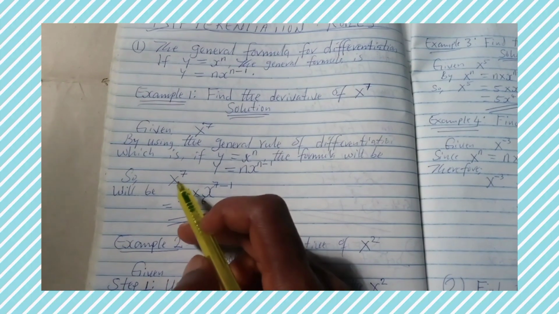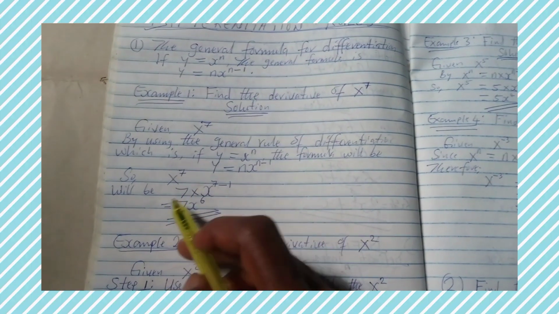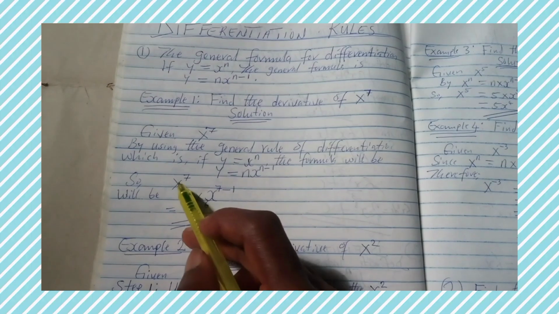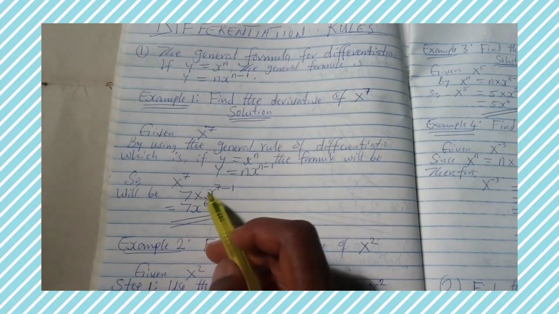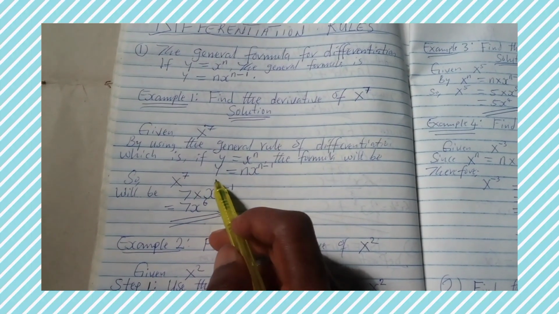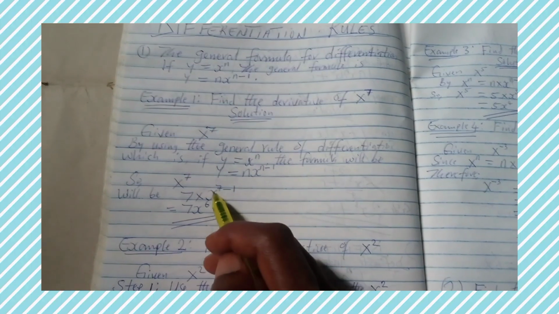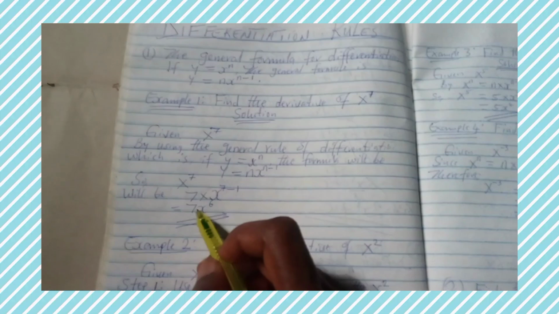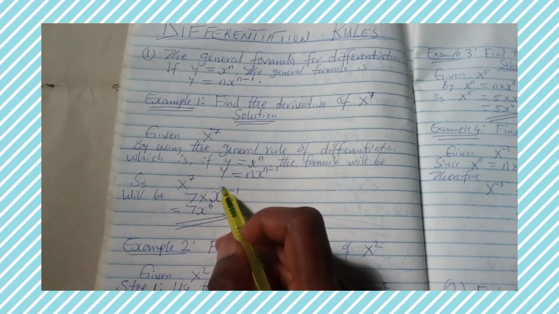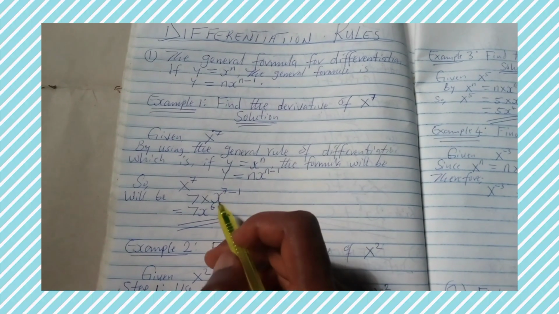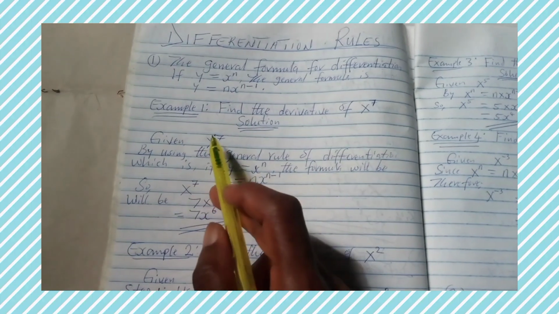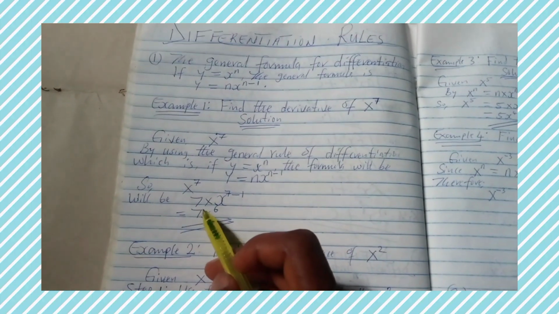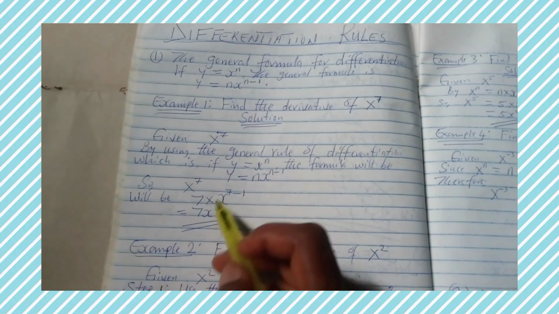So in this case we have x to the power of 7, so n will become 7. This 7 will come in front of this function, which is x. That will become 7 times x. Then we have the 7 still on top of the x, and we subtract 1 from the 7. So 7 times x is going to give us 7x. Then 7 minus 1, which is the power, is going to give us 6. So therefore the derivative of x to the power of 7 becomes what? 7x raised to the power of 6. This is the final answer.